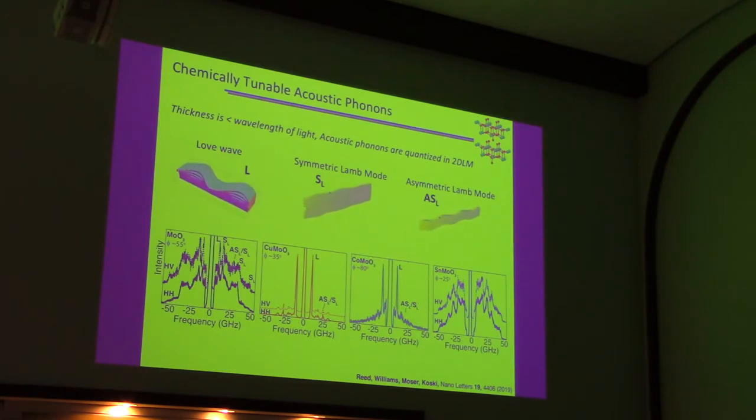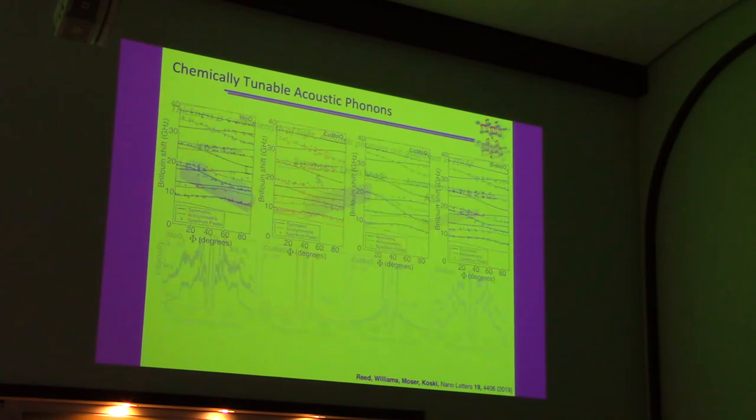What you get are what are known as Lamb waves and Love waves. Here's a picture to show you what they look like. Here's a Love wave, here's a symmetric Lamb mode, and here's an asymmetric Lamb mode. As it says right here, the thickness is going to be less than the wavelength of light, so phonons in these 2D layered materials end up being quantized. All of these were chosen to be about 200 nanometers, and the wavelength of light I use is 532. And you can see all of those different peaks as they show up at different angles in this.